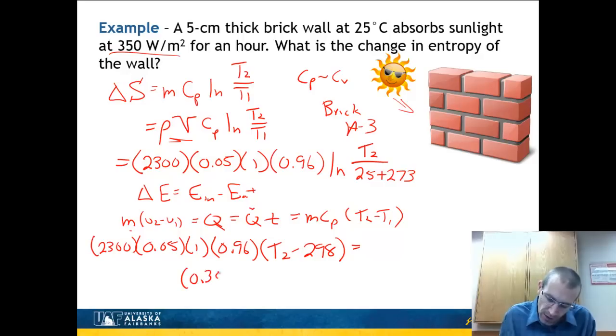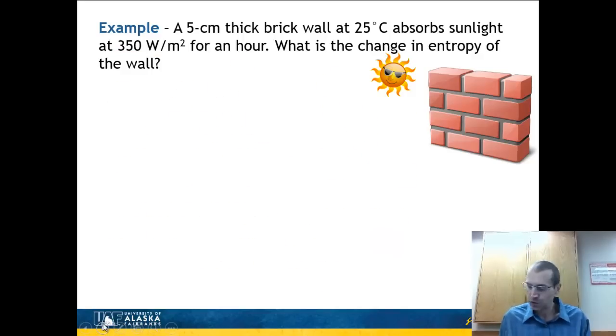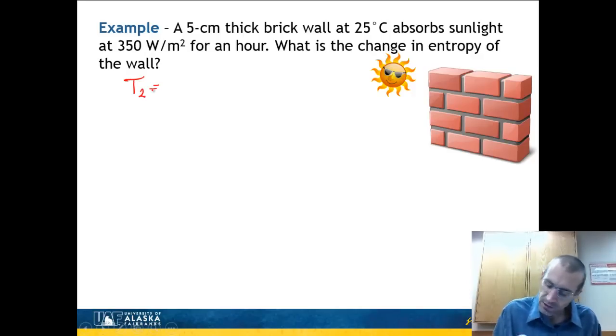So 0.35 kilowatts, it's 350 watts. And then this is going to happen for an hour, or 3,600 seconds. So now I can solve this equation for T2. Let me give ourselves a new piece of paper here. And if I solve that first law energy balance, I find T2 is equal to 309 Kelvin.